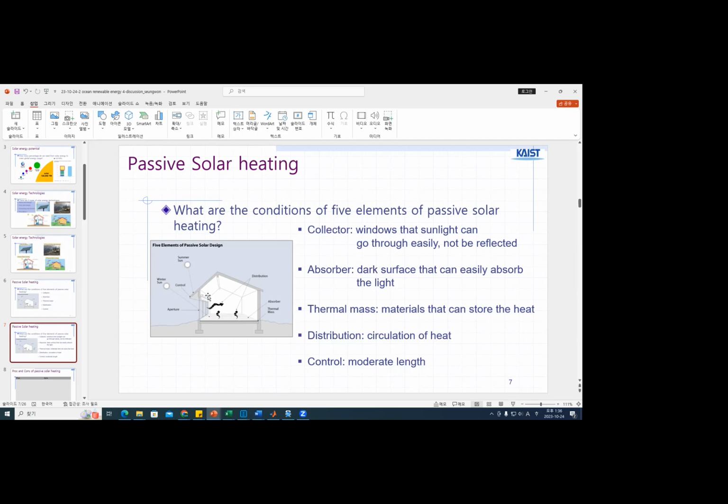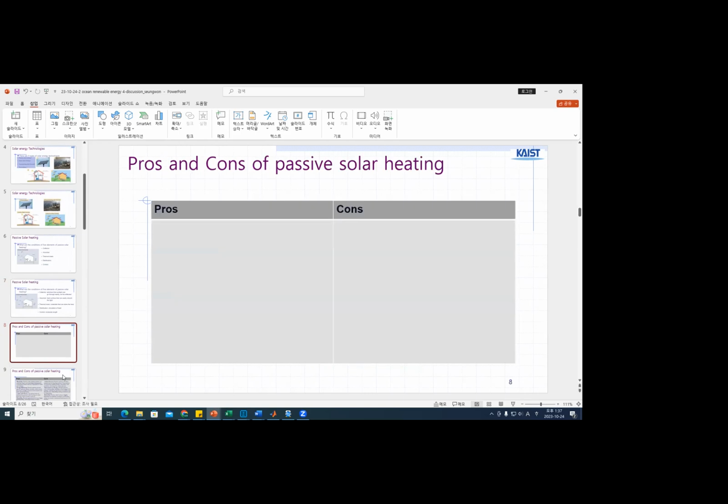much. So in the summer, we have to control the length more, more longly, and in the winter we have to control this size short. So next one. Is there any opinion on the pros and cons of passive solar heating?